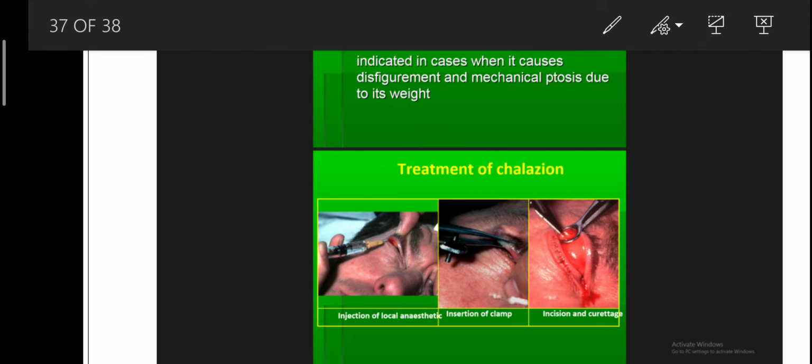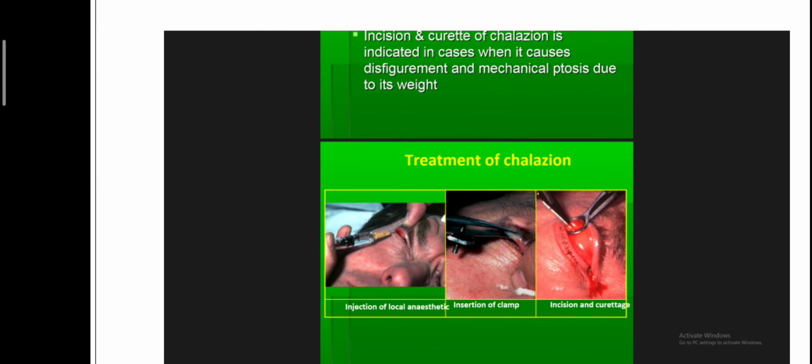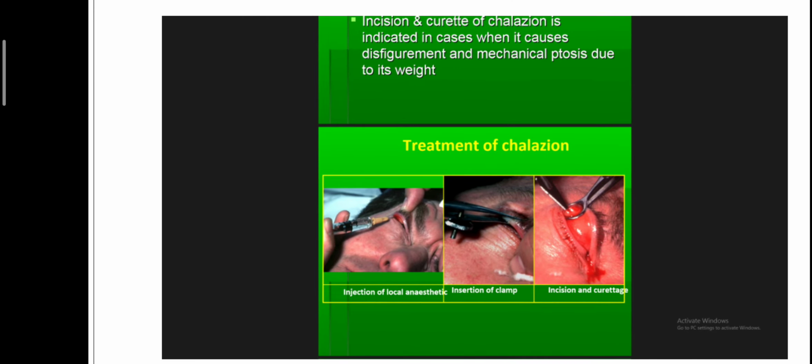So this is the procedure of incision and curettage. First we need to infiltrate the local anesthetic, like how they are doing here, externally. Then this is a chalazion clamp, where the open side of the clamp is inserted internally along the palpebral conjunctiva, and the plate is externally facing. So we are holding the chalazion like this, and we tighten the screw, that is called clamping. So this is a chalazion clamp.